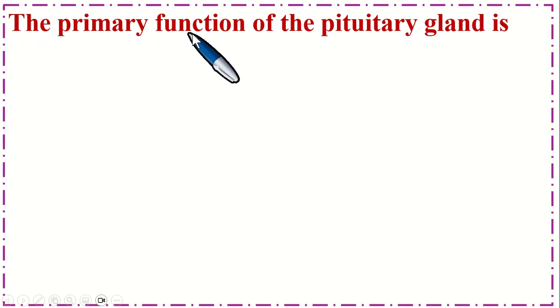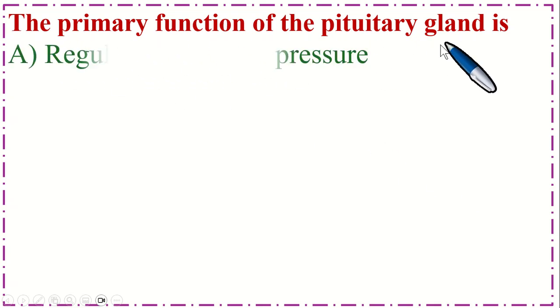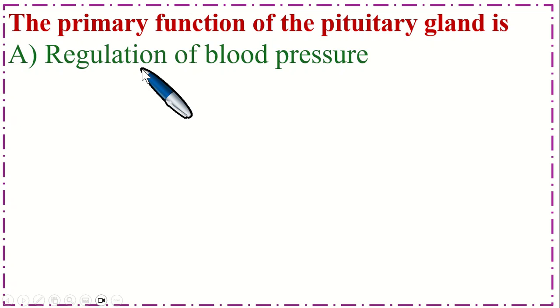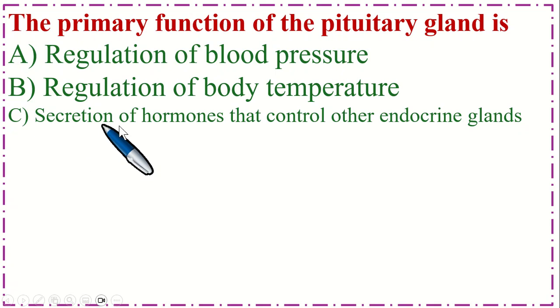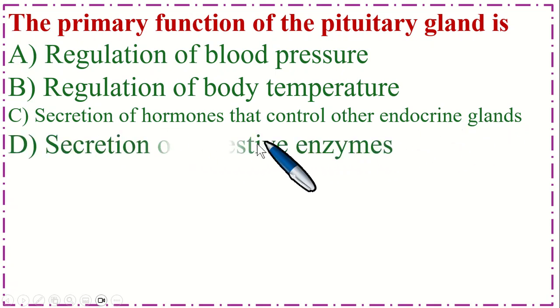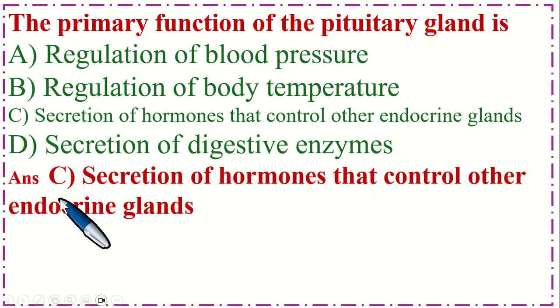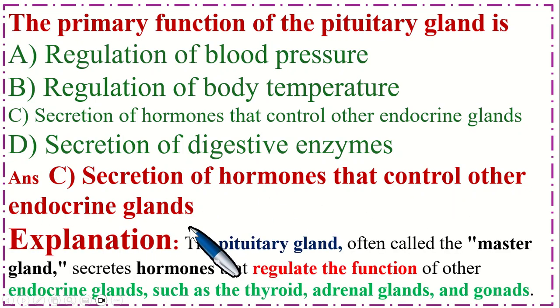The primary function of the pituitary gland is option A, regulation of blood pressure. B, regulation of body temperature. Option C, secretion of hormones that control other endocrine glands. And option D, secretion of digestive enzymes. So the correct option is C, secretion of hormones that control other endocrine glands.